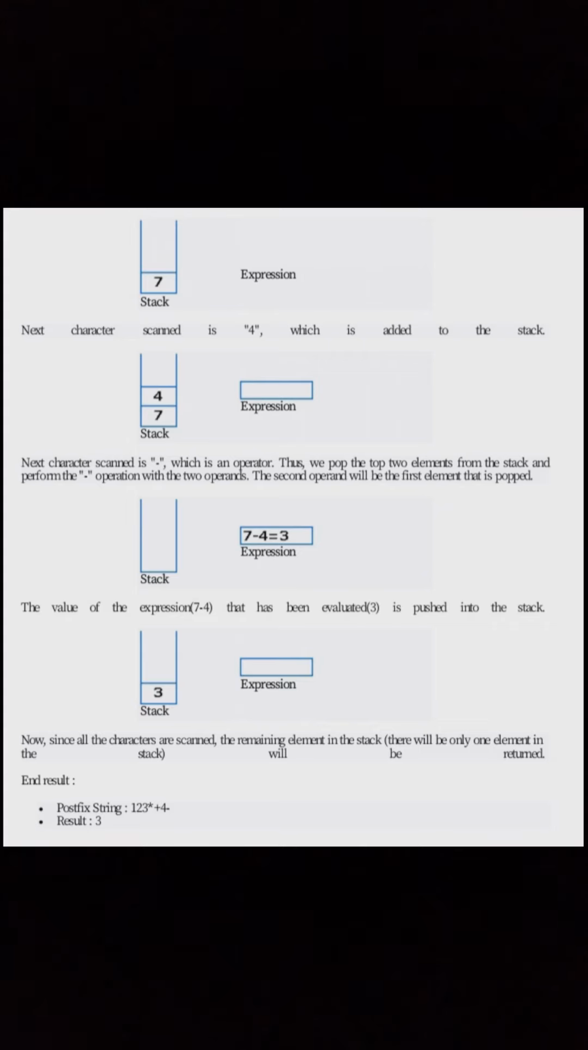Next character scanned is minus, which is an operator. Thus we pop the top two elements from the stack and perform the minus operation with the two operands. The second operand will be the first element that is popped. The value of the expression 7 minus 4 that has been evaluated, 3, is pushed into the stack. Now since all the characters are scanned, the remaining element, there will be only one element in the stack, will be returned. The postfix expression is 1 2 3 star plus 4 minus. Result is 3.